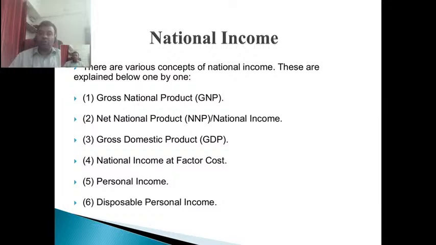Net national product, or national income. Complete national income is whatever the government is getting from taxes, from production, from subsidies, public sector enterprises, from whatever source the government is making income. That is national income. Now, national income and factor cost. Factor cost we have discussed: factors of production.